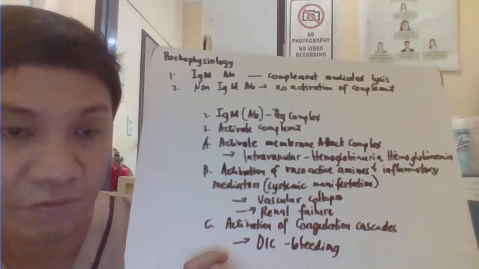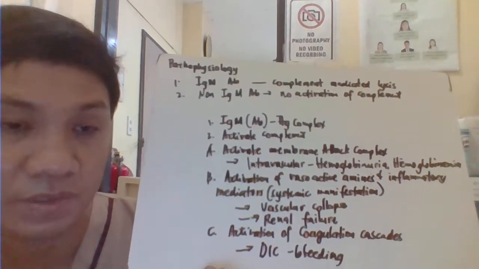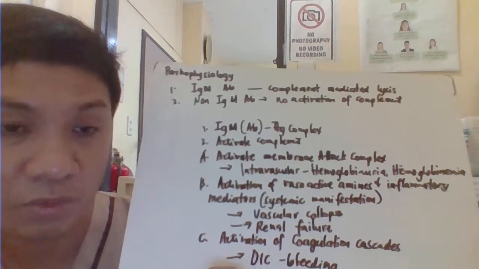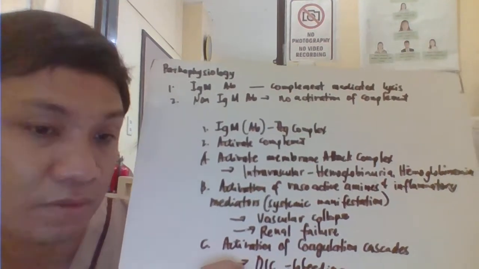Another one, activation of our coagulation factors, our clotting factors, results in your DIC, and that would have a bleeding manifestation because of that.